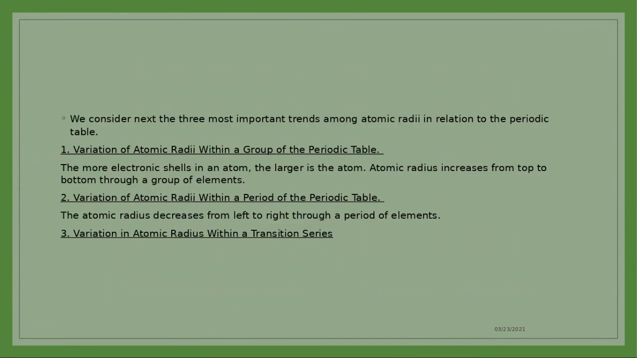Don't forget these main trends for the atomic radius in relation to the periodic table. First of all, the more electron shells in the atom, the larger the atom. Atomic radius increases from top to bottom through a group of elements, and the atomic radius decreases from left to right across a period of elements. I am asking you again why this atomic radius decreases.